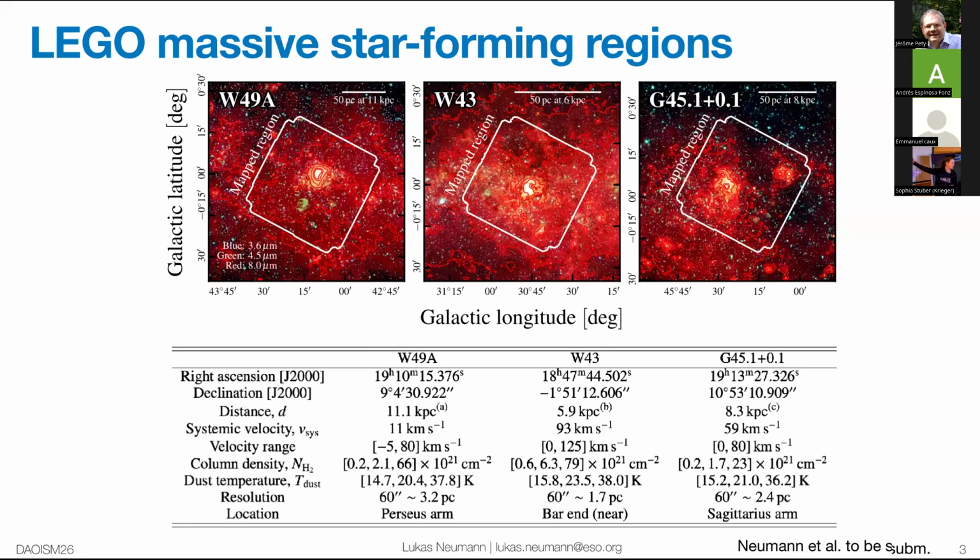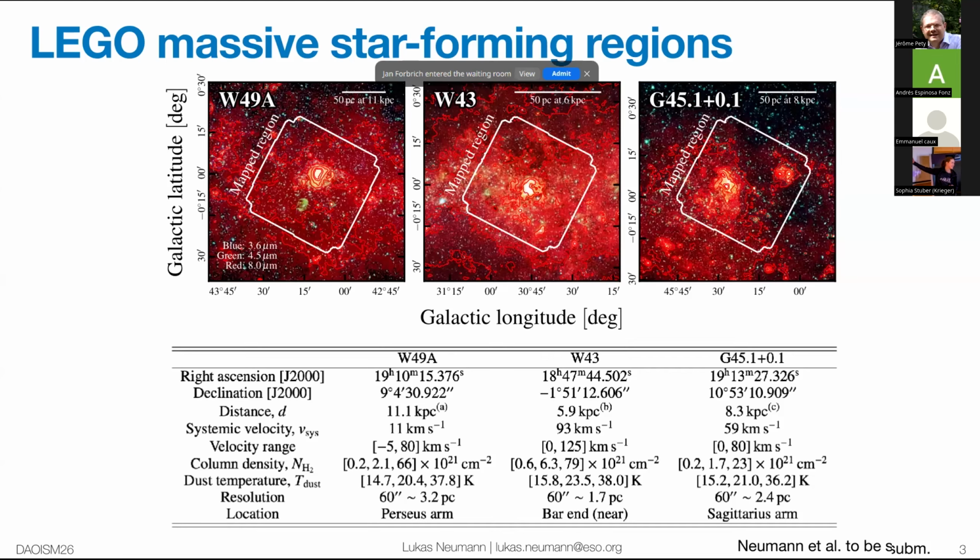So let me introduce the sample to you in a bit more detail. These three massive star-forming regions are at a distance of about 6 to 11 kiloparsec, so relatively far away compared to Orion. This is, of course, a disadvantage in terms of resolving all of the great substructure, but it's an advantage when we want to compare it to extragalactic studies because we have large fields of view here.